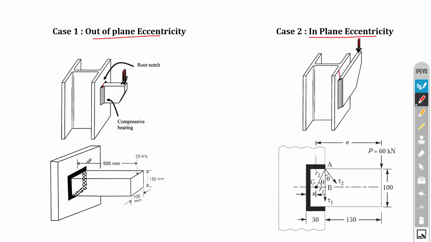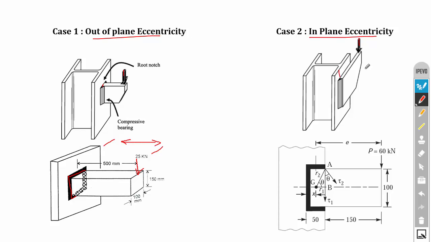Here is the example problem for out of plane eccentricity. Here the welding is carried out at this plane and the load is acting here. So they are acting at different planes with some eccentricity. That is why it is considered as out of plane eccentricity.